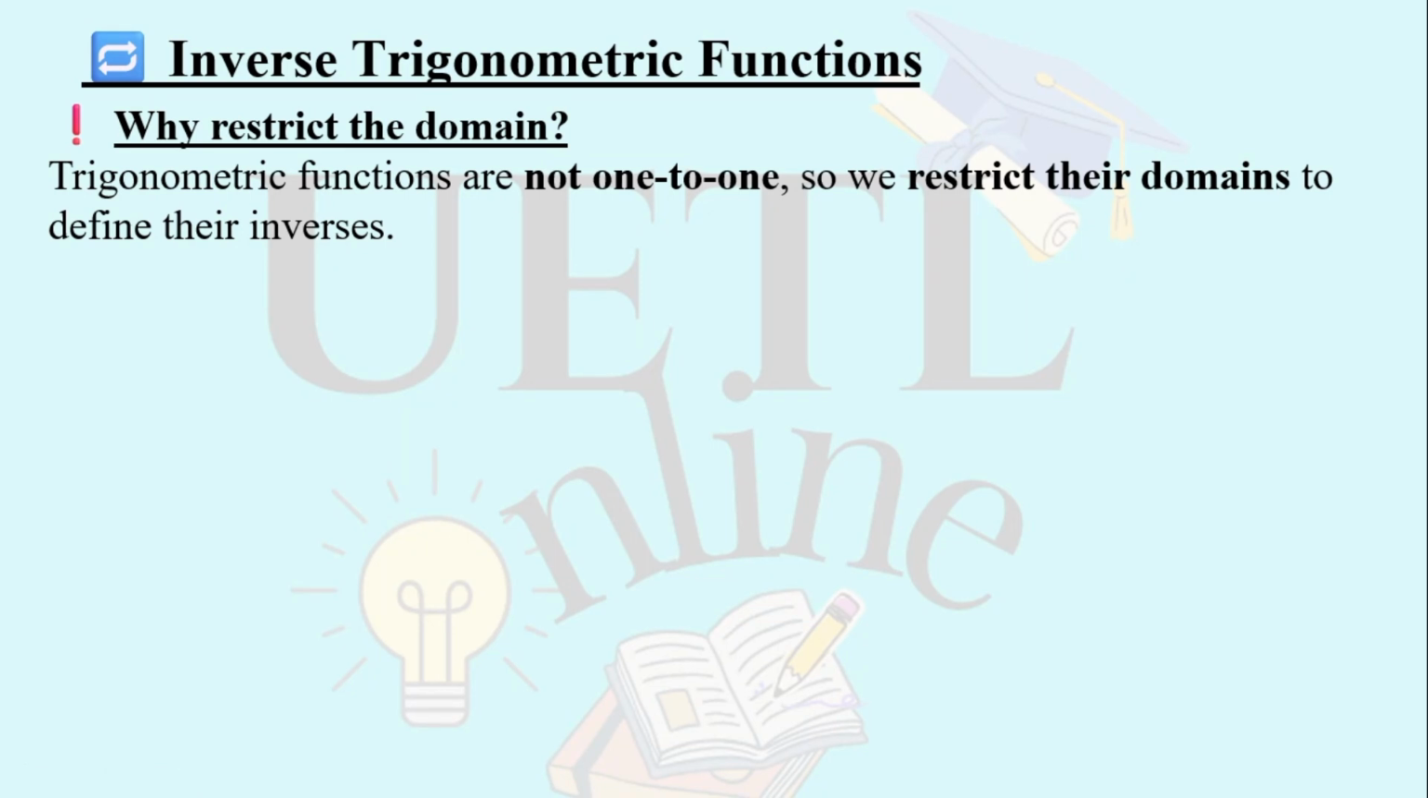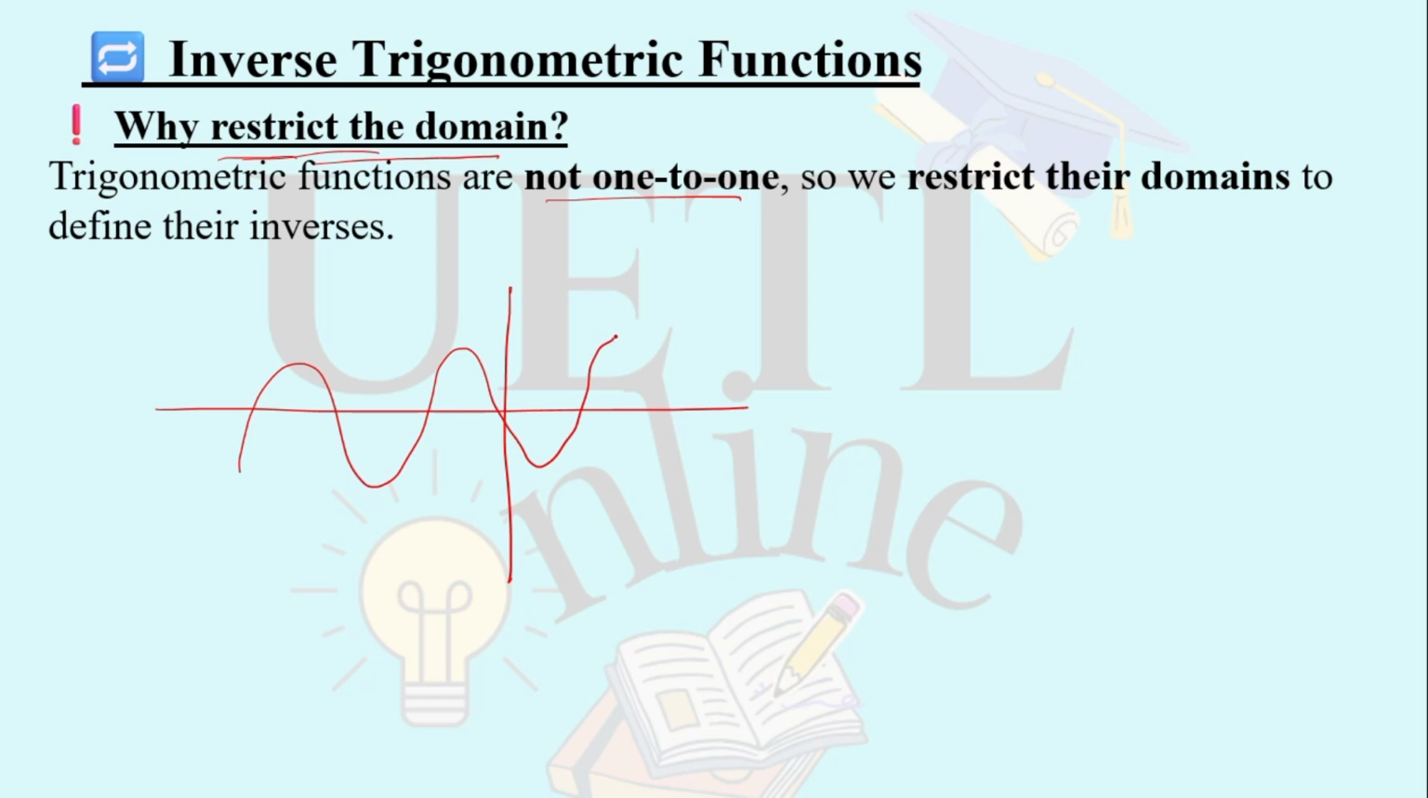Now, let's talk about inverse trigonometric functions. The first thing you are going to do is to restrict the domain. This is the common thing. Let's see why we do that. Trigonometric functions are not one-to-one functions. If you don't know what a one-to-one function is, let me use the graph of sine as an example.